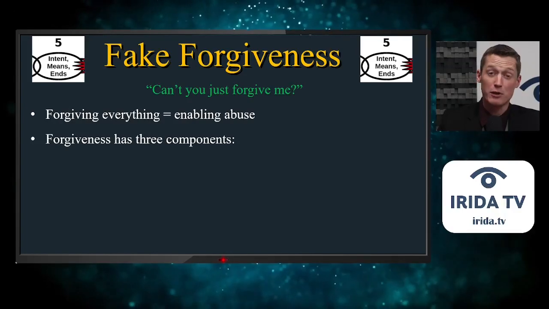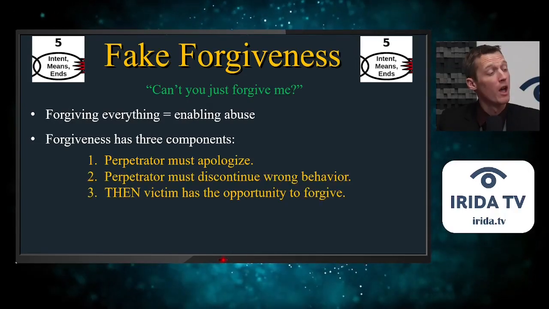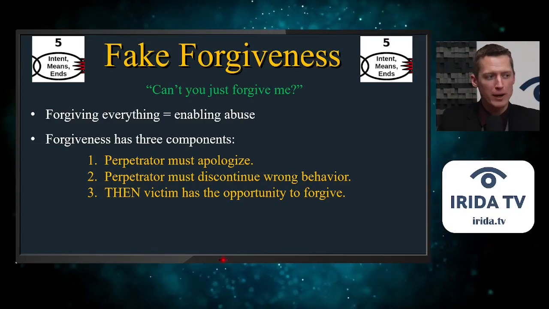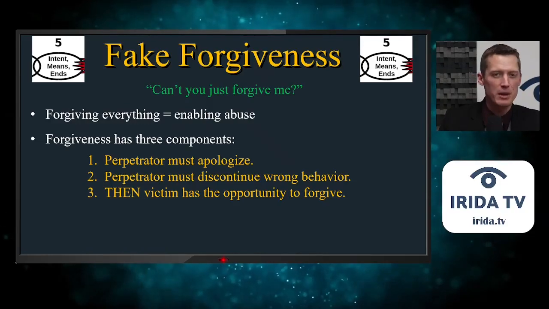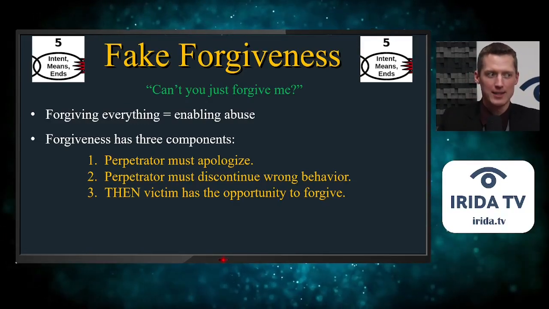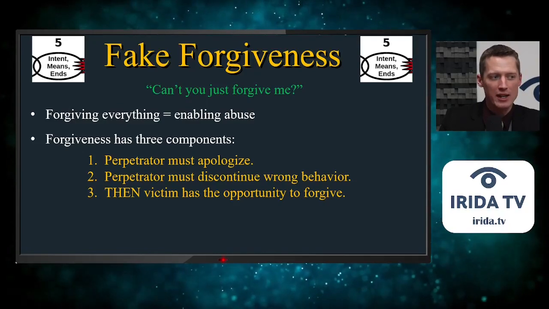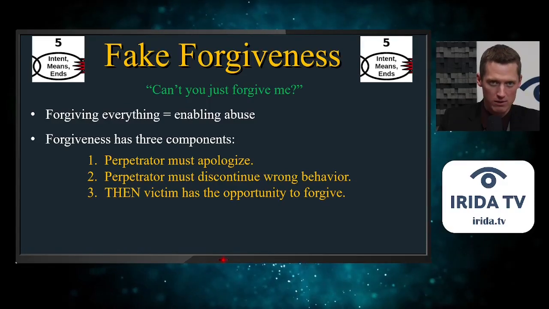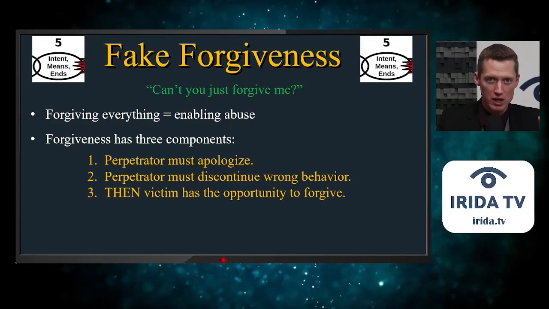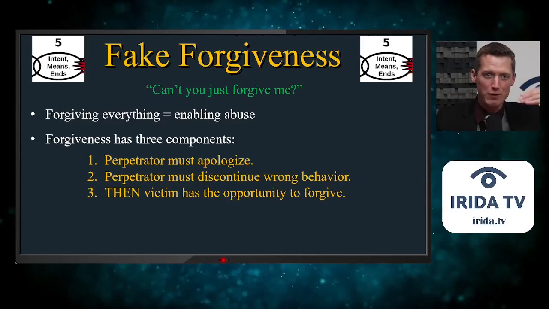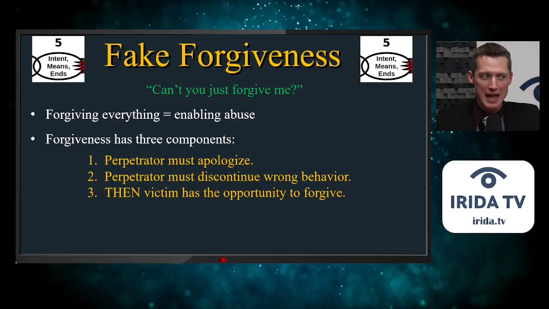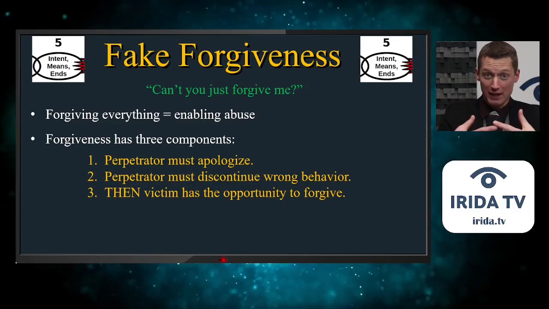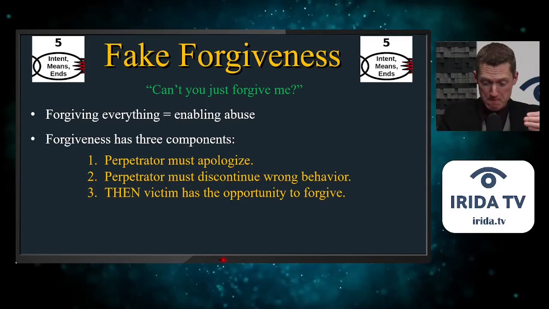And I did steal this directly from Mark Passio, so thanks, Mark. The first thing, in order for forgiveness to be valid, the perpetrator, the guy who did the bad thing, must apologize. Second, after the perpetrator has apologized, the perpetrator must discontinue the wrong behavior. I apologize and I change the behavior. Then, after the apology and the change in behavior, the victim has the opportunity to forgive. That's real forgiveness.